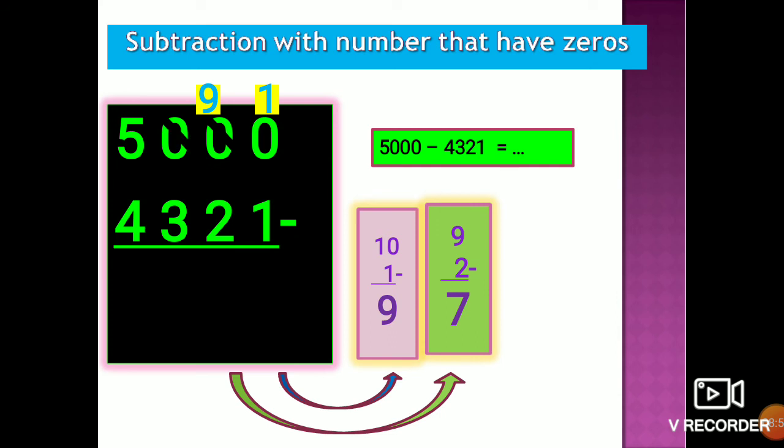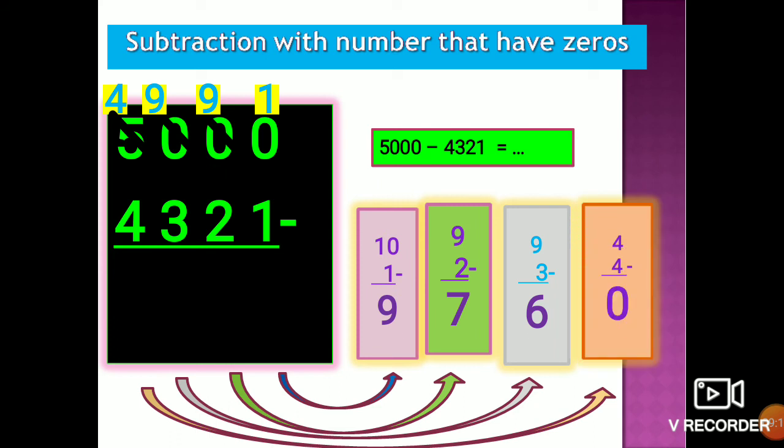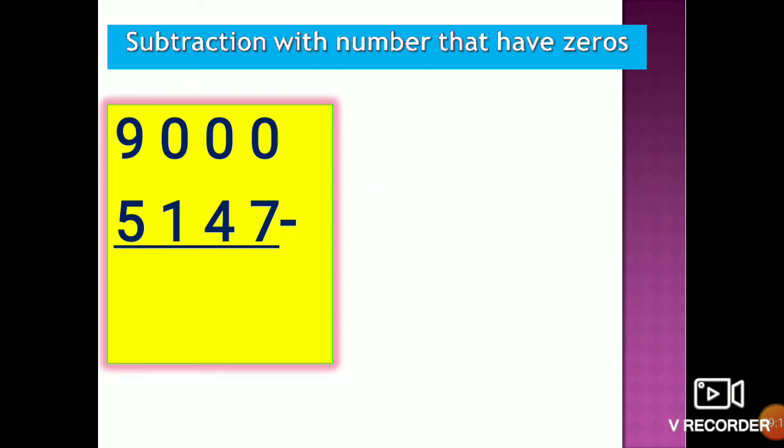Now take a look again. 0 already changed into another 9. 9 minus 3 equals 6. And then now 5 already changed into 4 because they already borrowed it. So 4 minus 4 equals 0. So the result will be 679. Awesome, guys.